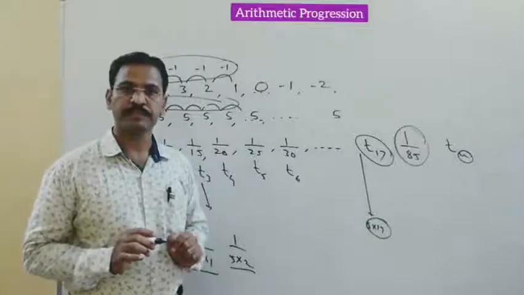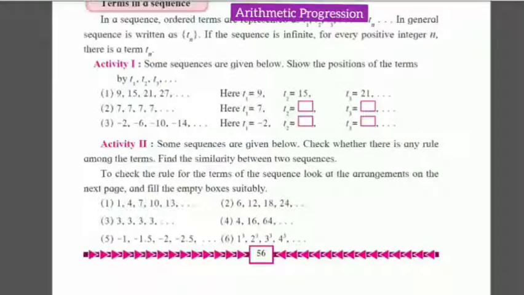Okay friends? Hello friends, see here in the activity some sequences are given below. Check whether there is any rule among the terms. Find similarity between two sequences. Okay, now look here. See friends, this is the sum here. Now there are some examples also given to us. We are going to discuss them one by one.